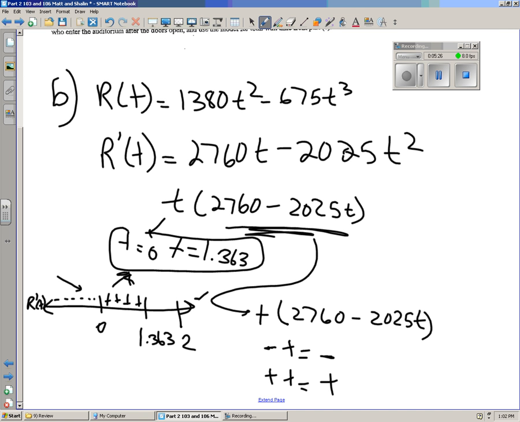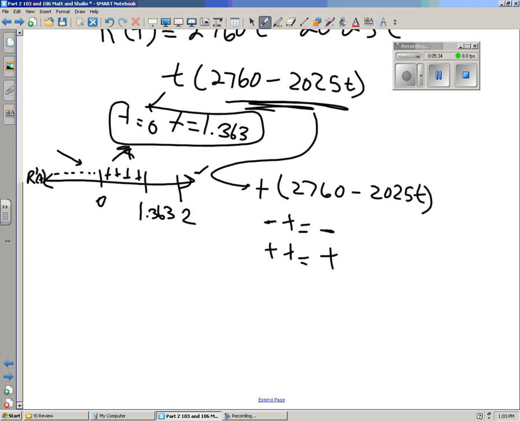Sorry about that. And then you're going to go from 1.363 to 2. So let's just say 1.5, for example's sake. So at 1.5, you'll have a positive times (2760 minus 2025 times 1.5), and you should get a negative number. So positive times negative equals negative. So you're going to be going down, and that's your behavior right there. And then you're going to see that your max is at time 1.363.